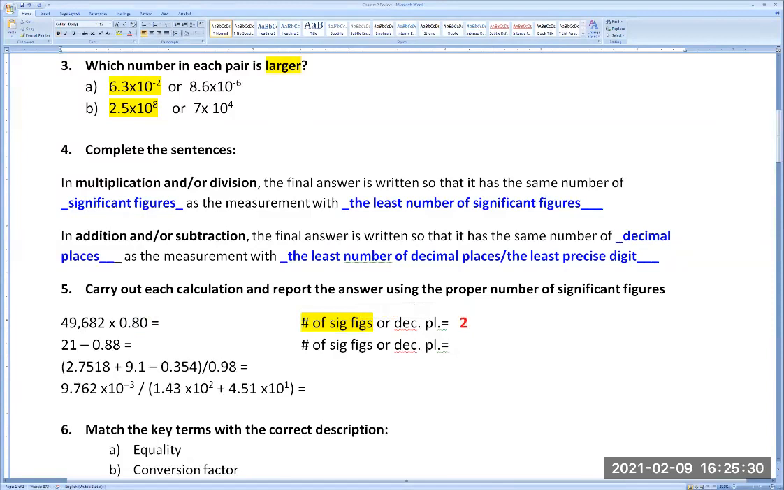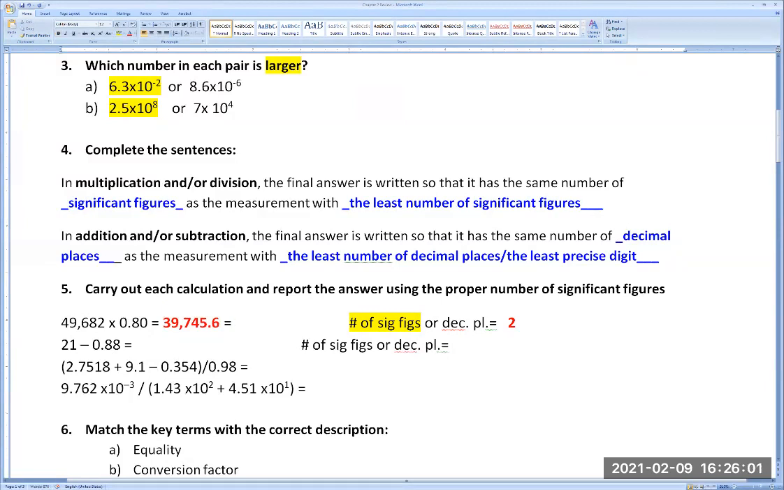So you do the calculation in your calculator, and your calculator doesn't know about sig figs, so you cannot trust it for that. You have to think about it. The answer is 39,745.6. So that's the calculator answer. Everybody usually can do that. But then you need to think, okay, I need to keep 2 sig figs.